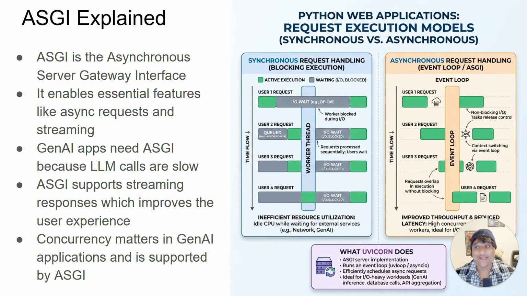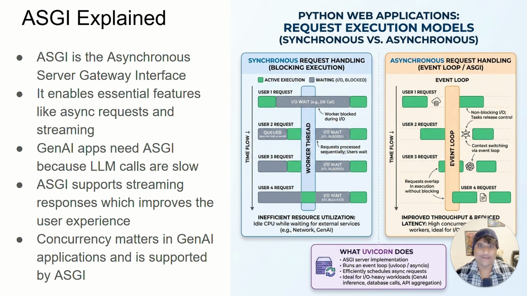ASGI stands for Asynchronous Server Gateway Interface. Most tutorials skip over what ASGI does. ASGI is what allows FastAPI to handle asynchronous requests, streaming, and concurrency. In layman's terms, it's the layer that lets your Python application handle multiple requests at the same time without blocking. Without ASGI, every user would be standing in line waiting for the previous AI call to finish, looking at their watch.